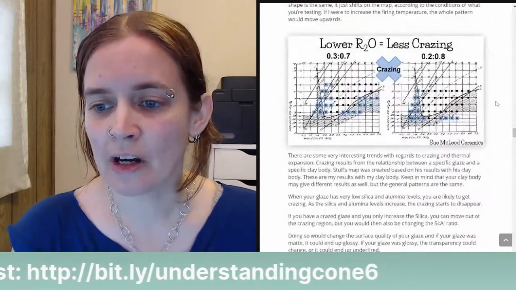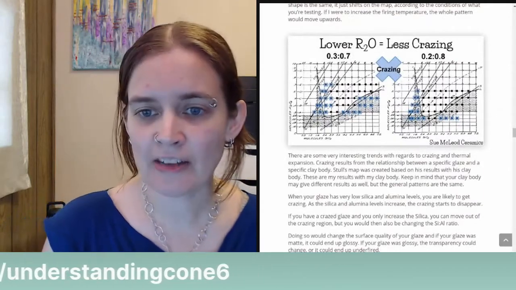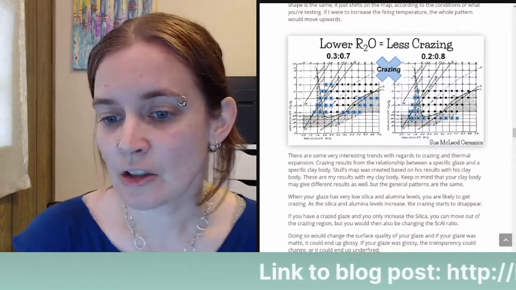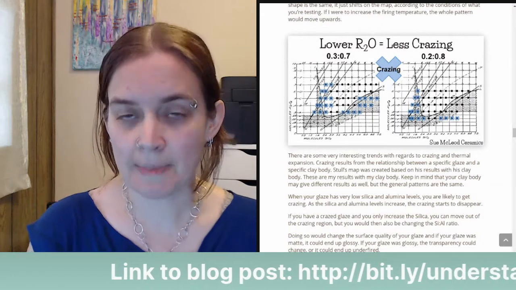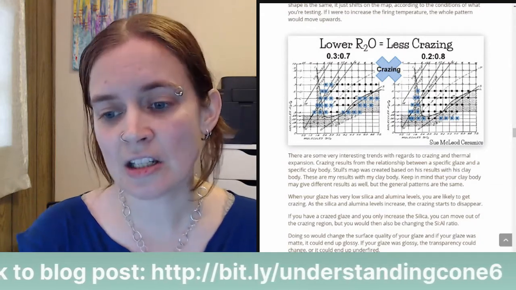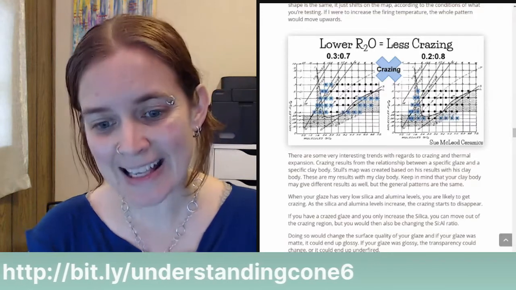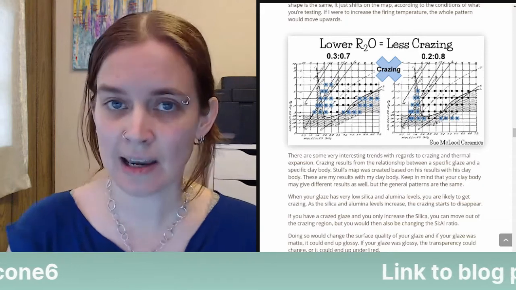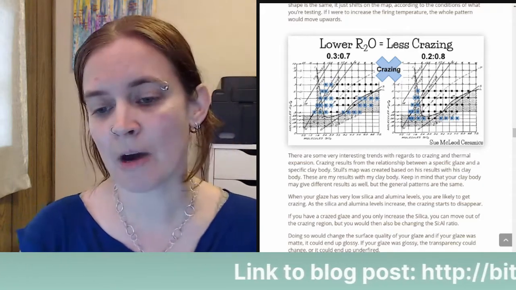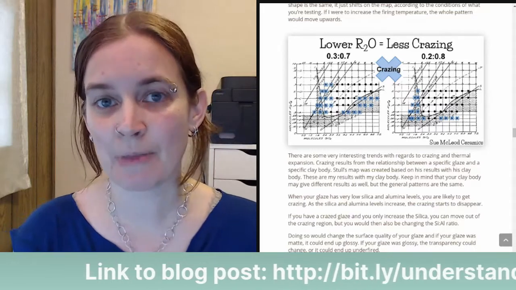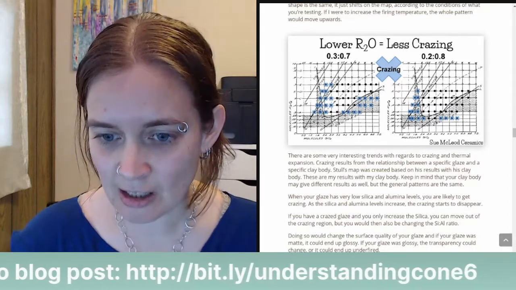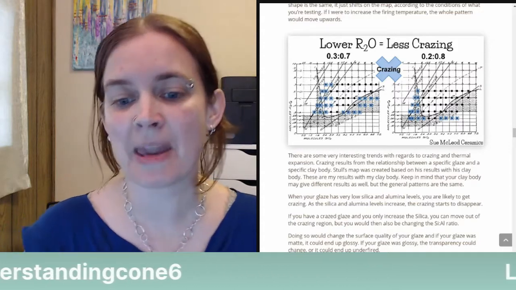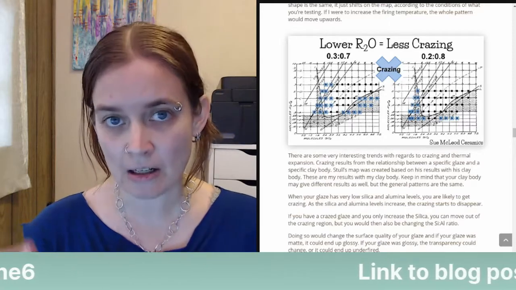So now we're going to talk about crazing and my findings with crazing. There are some very interesting trends with regards to crazing and thermal expansion. Crazing results from the relationship between a specific glaze and a specific clay body. Stull's map was created based on his results with his clay body. These are my results with my clay body, which was Plainsman M340, just to let you know. Keep in mind that your clay body may give different results as well, but the general patterns are the same.